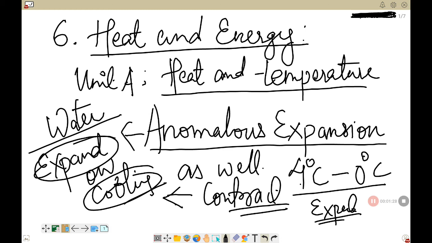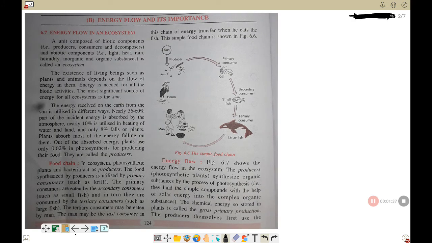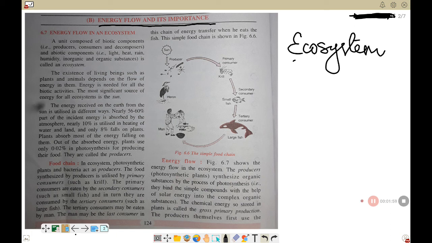So today we are going to begin the second unit, that is unit B. Unit B says energy flow and its importance. So this is what we have in unit B. Here we'll be learning about energy flow, and how is this energy flow important for living beings? All right. So first of all, let us understand about our ecosystem. Now, what is ecosystem? You must understand this.